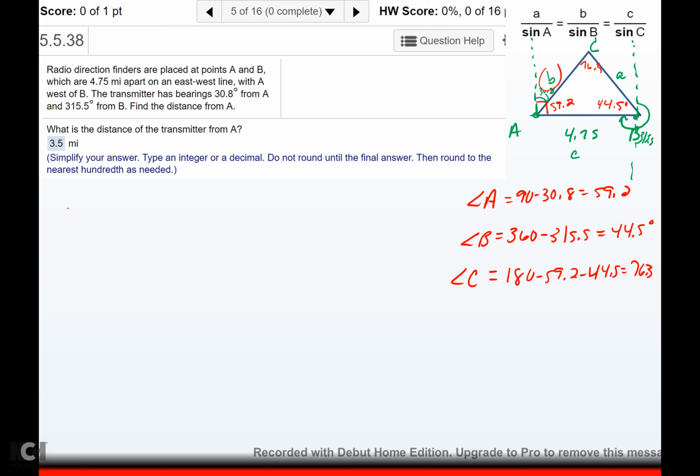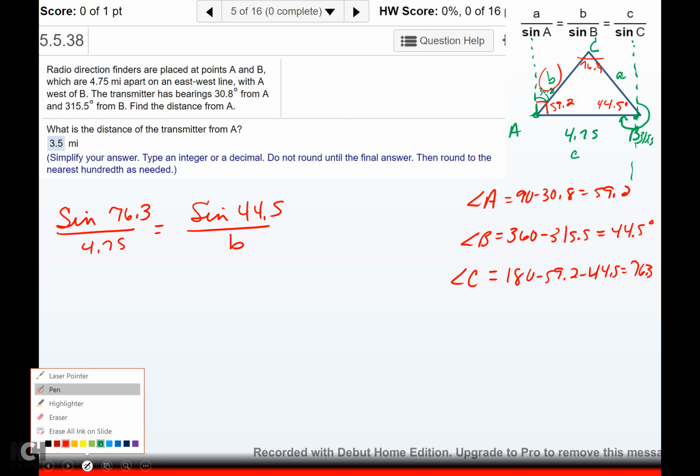So I'm going to do sine of, where did I pick that? I picked C. So sine of 76.3 over little c equals sine of A. I don't know why I picked sine of C, because I knew that side. So sine of A, no, I don't want A, I want B, because I'm going to go to B. So sine of 44.5 over little b.